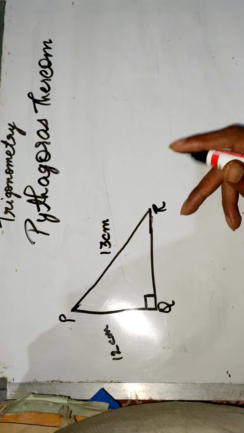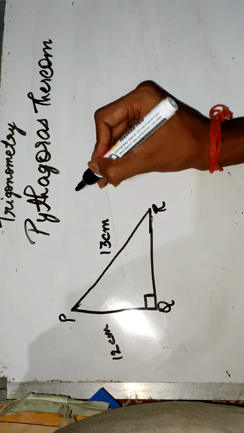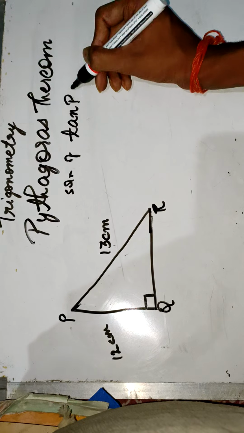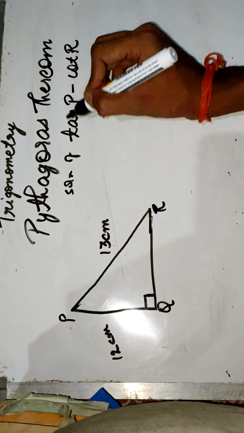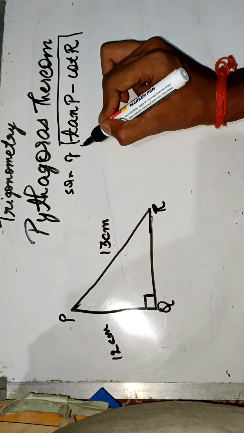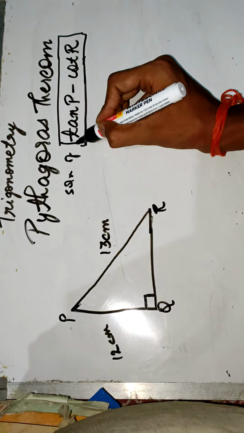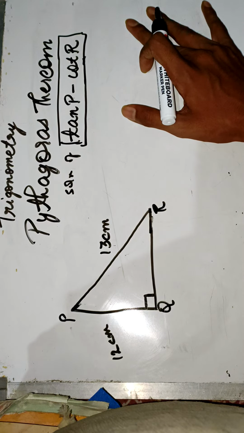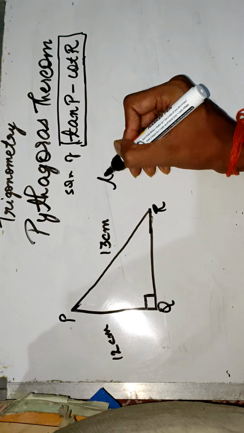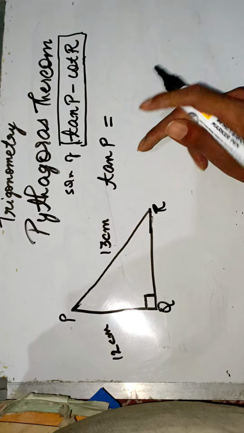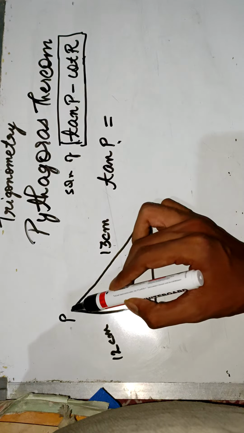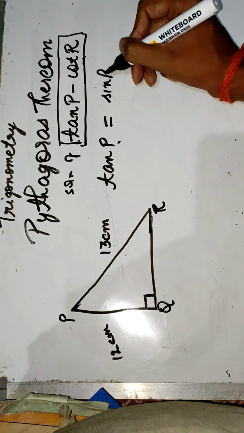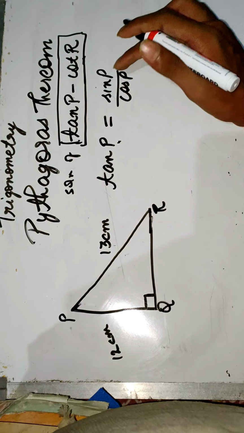Now in this particular triangle, we have to find the solution of tan P minus cot R. How to figure out this question? We are going to find the value of tan P minus cot R. First of all, to find the value of tan P, what is tan P basically? Tan P is equal to sin P upon cos P.